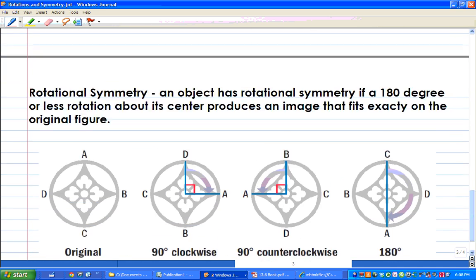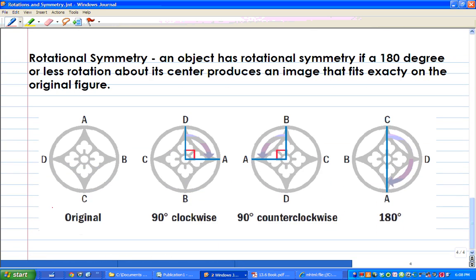All right, rotational symmetry. An object has rotational symmetry if a 180 degree or less rotation about its center produces an image that fits exactly over the original. So here, what we have is the original figure, and then we have a 90 degree rotation. You notice that when it's turned, it still looks like the original figure. It doesn't matter which way it was turned, and you could also turn 180 degrees and it still looks like the exact same figure. That's what rotational symmetry is. Okay? We'll get a lot of practice time on this in class, I promise.